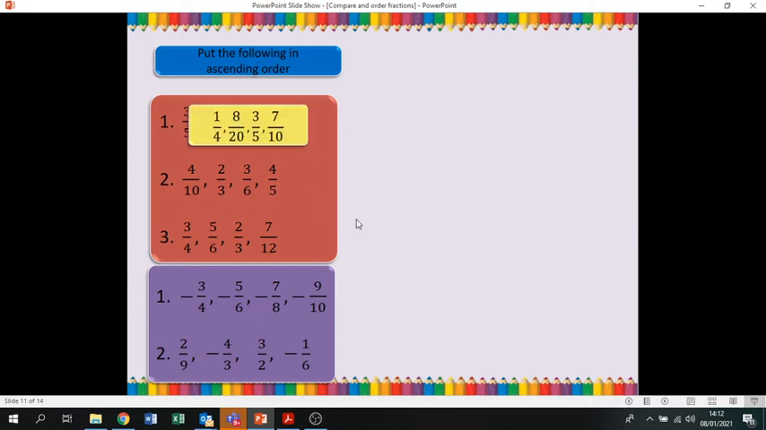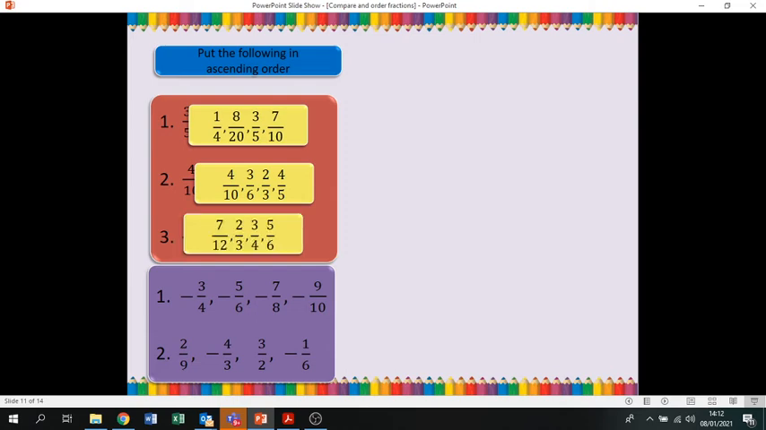Okay, so the first one, in ascending order, don't forget, which is smallest to biggest, you should have got 1/4, 8/20, 3/5, and then 7/10. Next one, 4/10, 3/6, 2/3, and 4/5. Next one, 7/12, 2/3, 3/4, and 5/6.